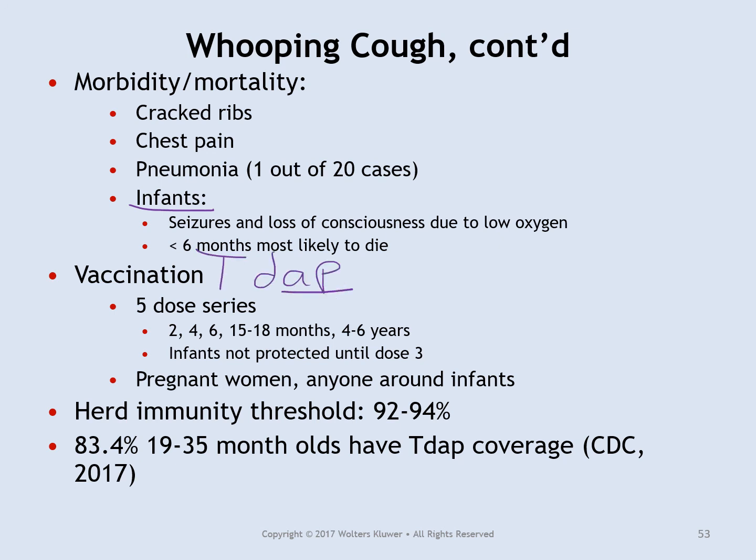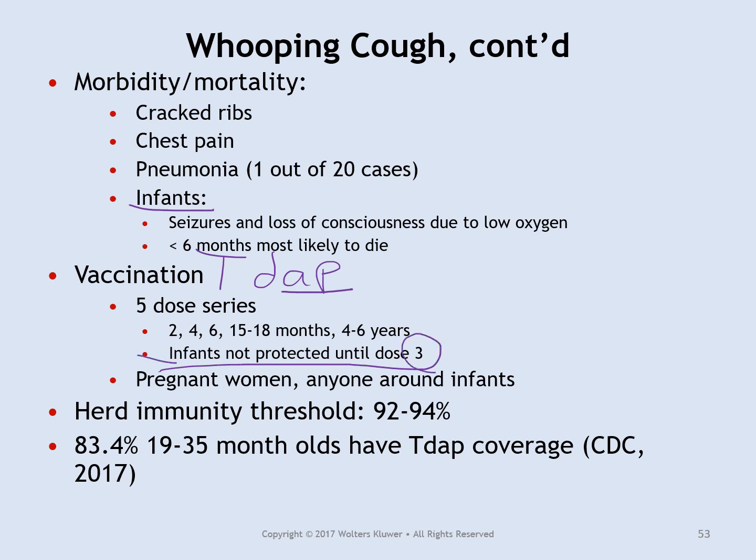The whooping cough is the AC, or the AP part of the vaccine, the acellular pertussis. This is a 5-dose series. You give the first shot at 2 months, the second shot at 4 months, the third shot at 6 months, the fourth shot between 15 to 18 months, and then the fifth shot between 4 to 6 years. Infants are not protected from whooping cough until they've had that third shot.